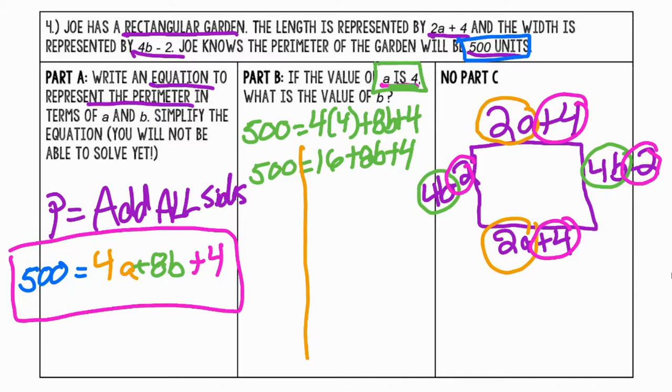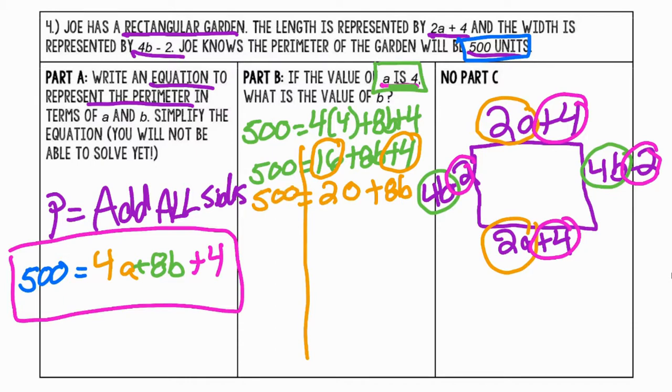Okay, well, I'm looking over here and I see that I have a 16 and I have a positive 4. Can't I combine those together? I can. 16 plus 4 is just 20. So those are combined now. Awesome. I still have the 8b on this side, and I'm going to bring down my 500. Okay, so let's move on. What do I do now?